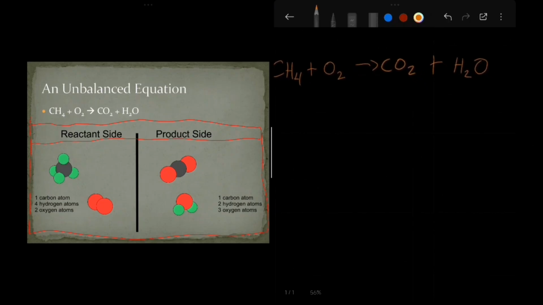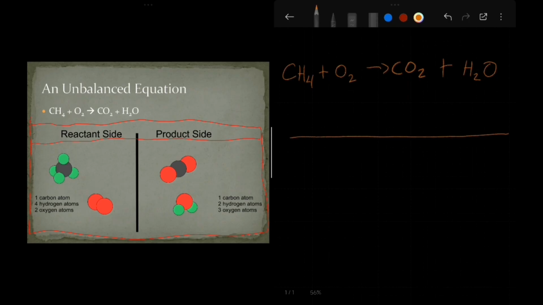Okay? Now, the technique that I will be teaching you as a beginner is the ladder type. First, you create a ladder. You put a line here, and then you label the reactant and the product. So again, this is our reactant and this is our product.